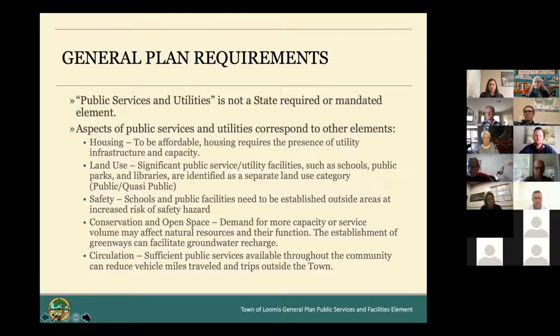And in terms of circulation, we want to make sure there are sufficient public services available throughout the community, and that can reduce things like vehicle miles of travel. So if we have schools located close to residences, then we're not traveling quite as far. Or if we have different uses nearby, we don't have to travel as far to get to them. So those are some of the ways in which public services and utilities informs those other elements.